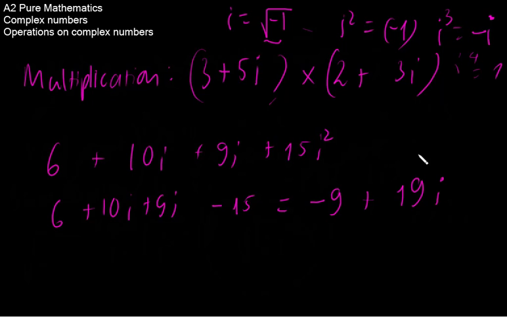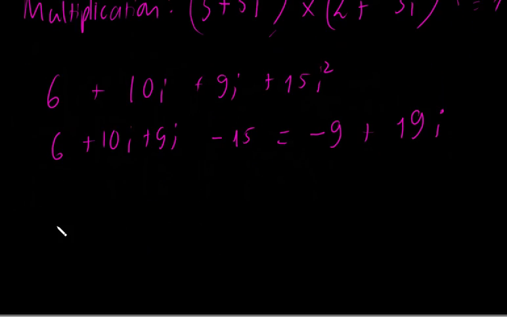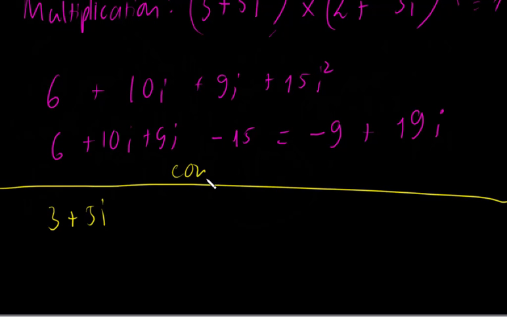Now before I introduce division, I want to talk about the idea of the conjugate pair in complex numbers. So what we have is, if you have the number 3 plus 5i, so this is conjugate.